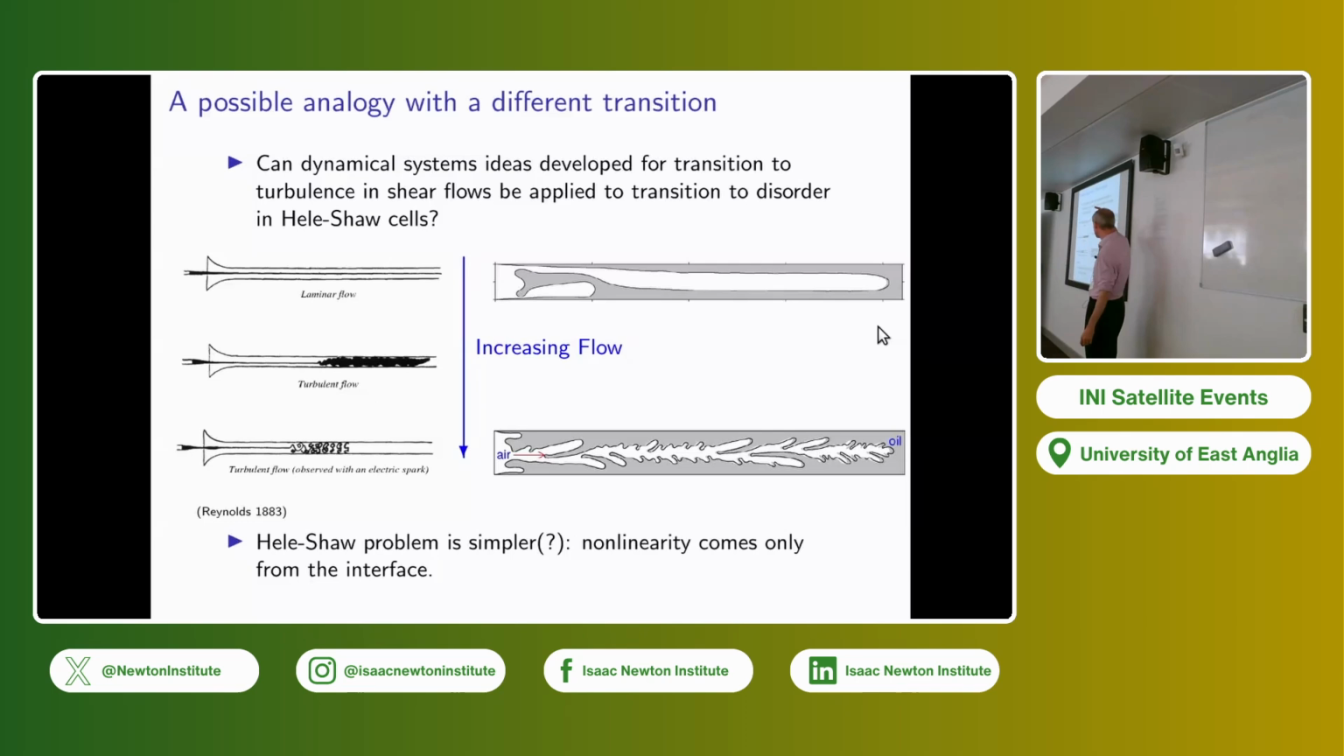Okay, so these are figures from Reynolds' original paper. So this is pipe flow on the left. When you have flow through a circular pipe, at low flows you have a laminar, single, stable solution. We have a single, stable, steadily propagating solution at low flows in the Hele-Shaw cell.